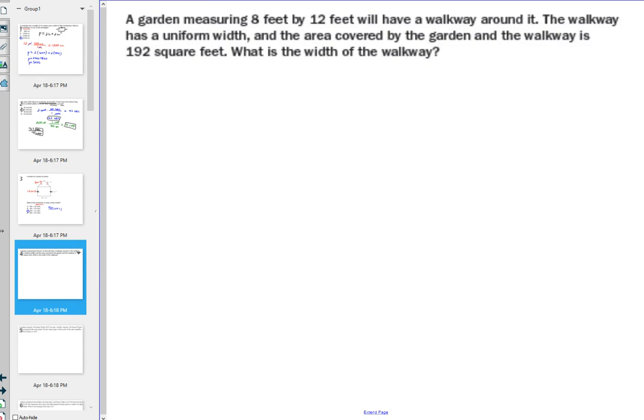A garden measuring 8 by 12 will have a walkway. Well, this is a good one to draw a picture. This is a great one to draw a picture. Now you're going to get this wrong, I can guarantee you. See these walkway problems all the time. So when it measures 8 by 12, we're going to assume it's a rectangle, right? But then it has a walkway going around.